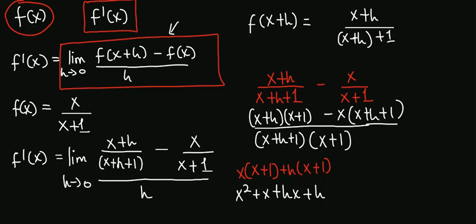So let's substitute that back into the expression that we have. You're now going to have x squared plus x plus hx plus h. Okay, now let's leave the denominator the way it is. Let's leave it that way. So let's continue.